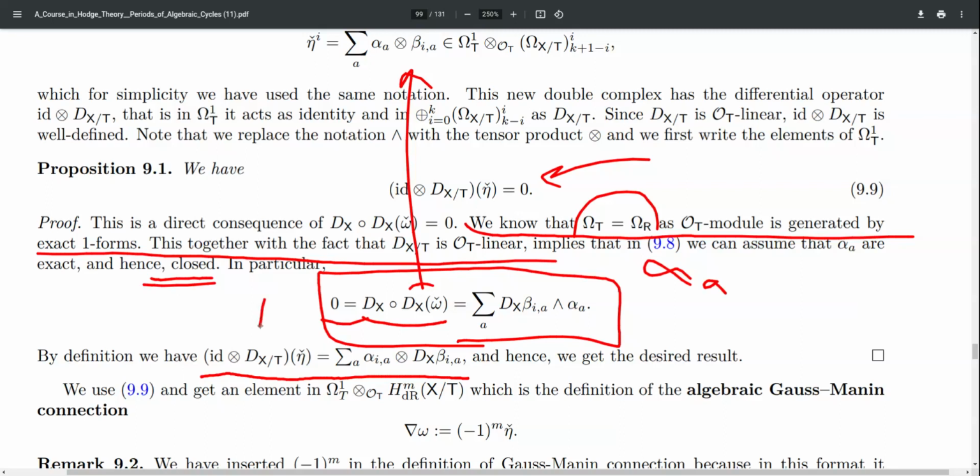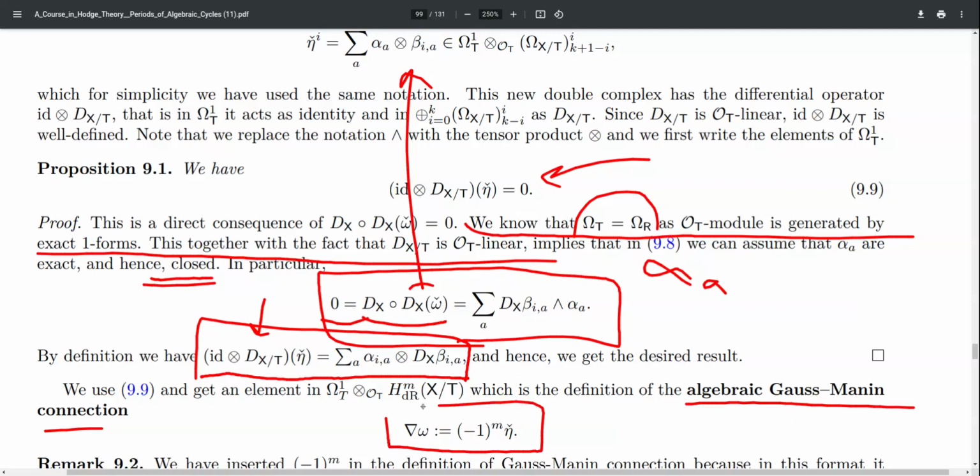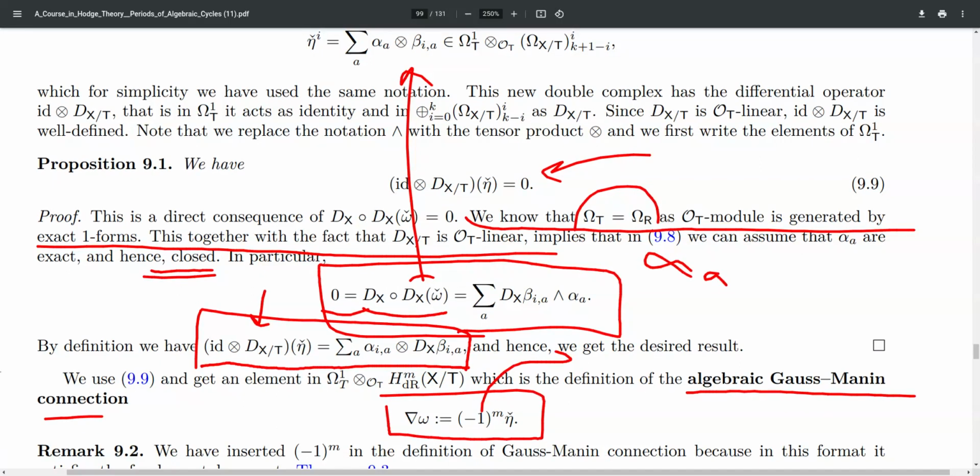And this will imply that the identity in the Omega^1_T part, tensor with d, the relative differential operator of the element that we have, is zero. And finally, we define the algebraic Gauss-Manin connection as this one, appearing this minus 1 there.